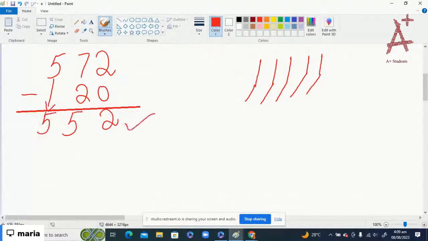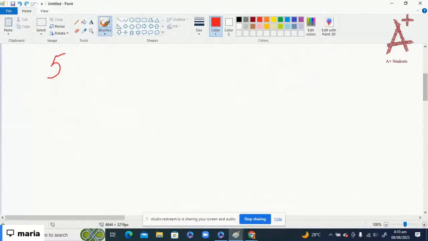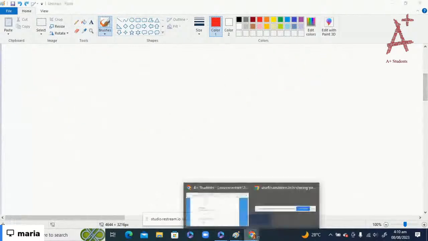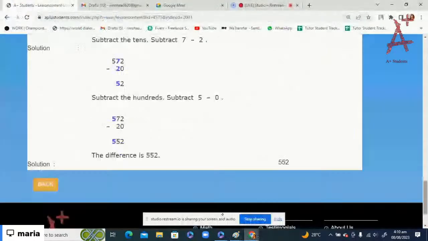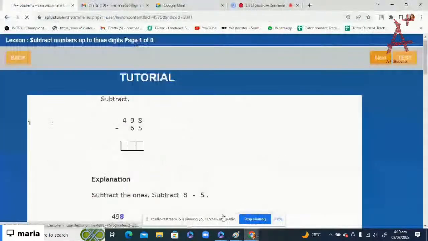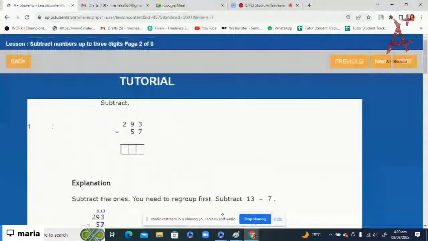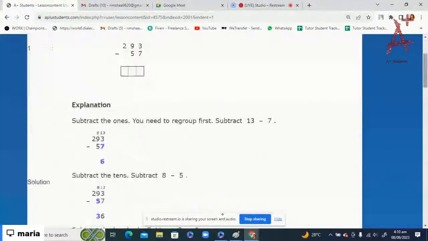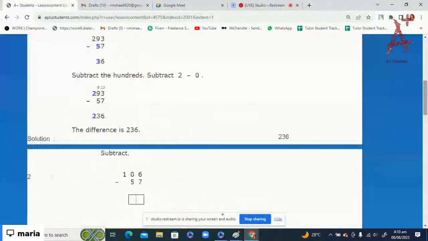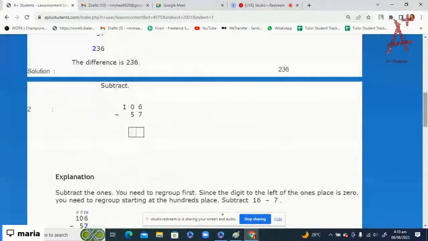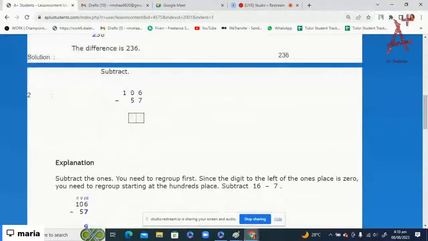Okay, let's do the next. So the next is 293 minus, this one is already done. Yeah, 106 minus 57.